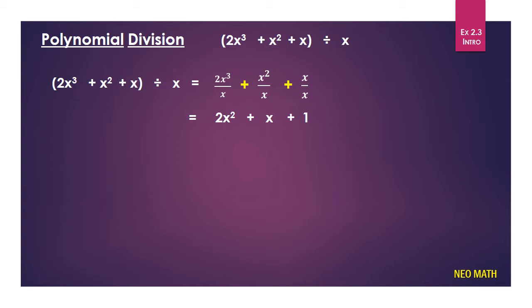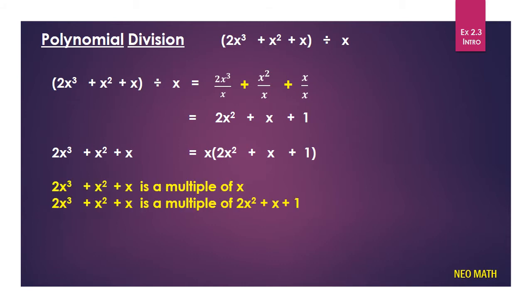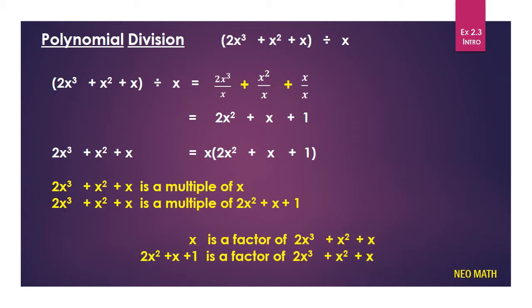You may have noticed that x is common to each term of 2x cube plus x square plus x. So we can write 2x cube plus x square plus x equal to x into 2x square plus x plus 1. So 2x cube plus x square plus x is a multiple of x as well as a multiple of 2x square plus x plus 1. And x and 2x square plus x plus 1 are factors of 2x cube plus x square plus x.